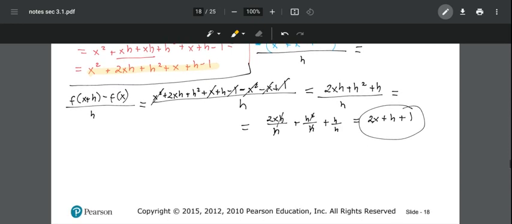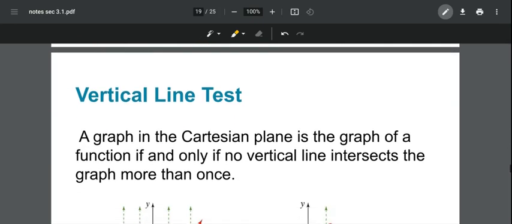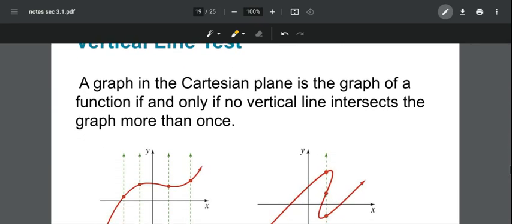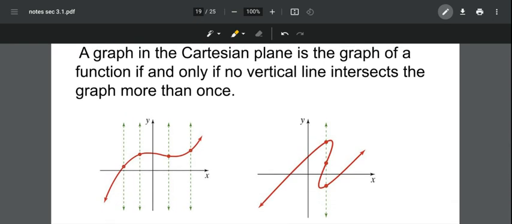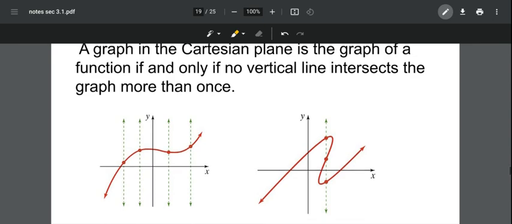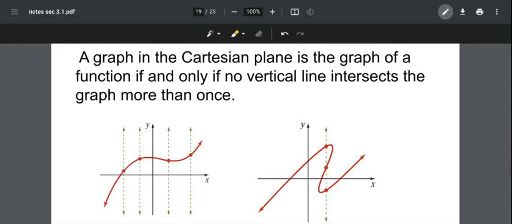Next, we're going to move on to the vertical line test. Vertical line test, it's a very easy test. You're going to use it when you see the graph of a relation or function without the equation, and we have to figure out if the given graph represents a function. So the vertical line test tells you that if and only if no vertical line intersects the graph more than once.